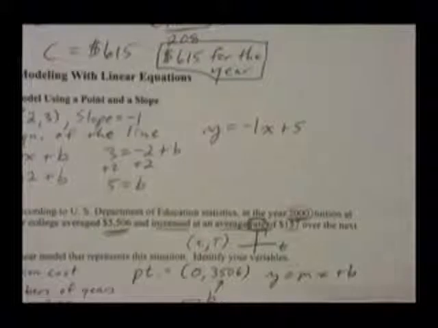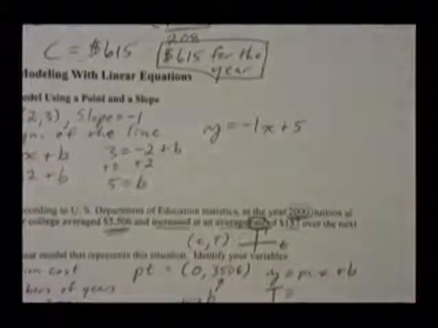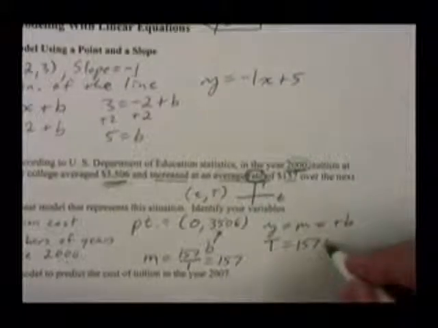I'm going to use y equals mx plus b, and I'm just going to replace what I'm dealing with. Instead of y, I chose capital T for tuition cost. My m value is going to be 157 because that's how much I'm increasing every year. My x is going to be my little t, which is my number of years since 2000. And my b is going to be my value in year 0, which is $3,506. And there's my equation.